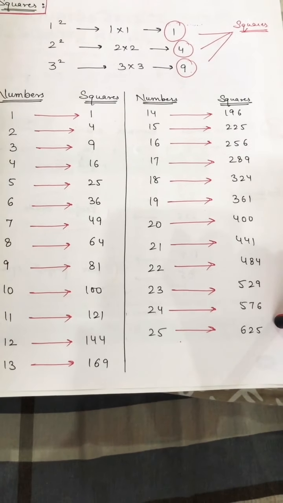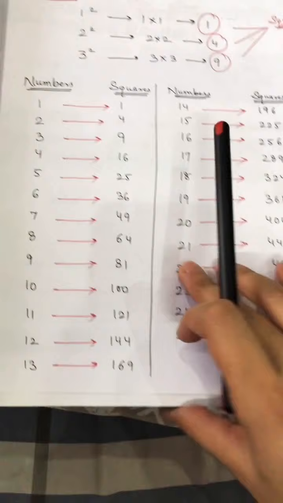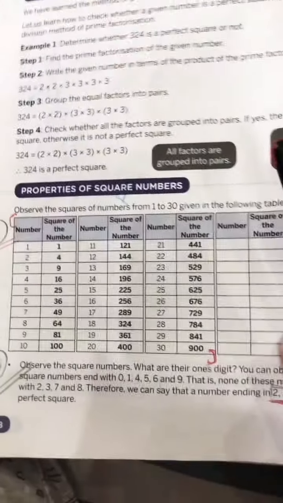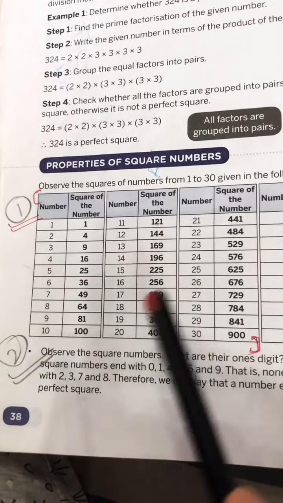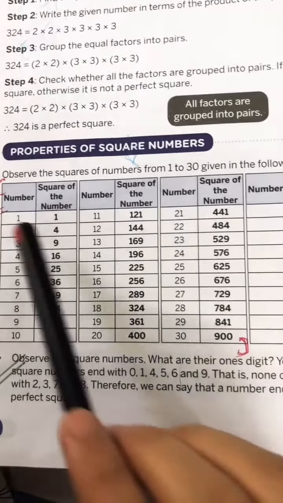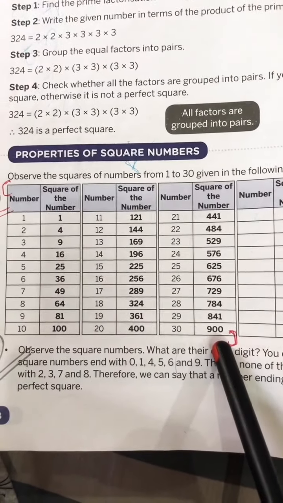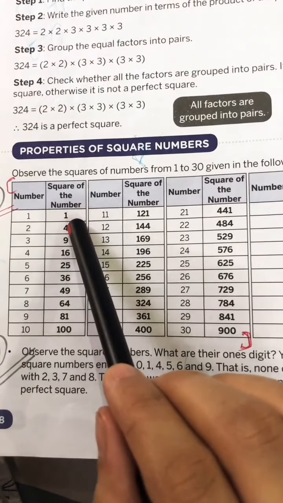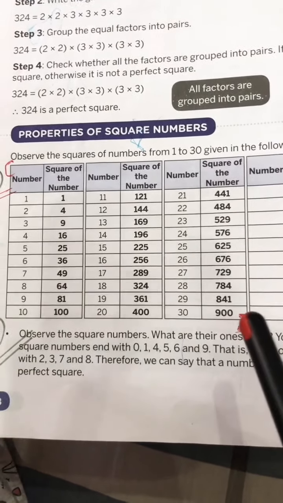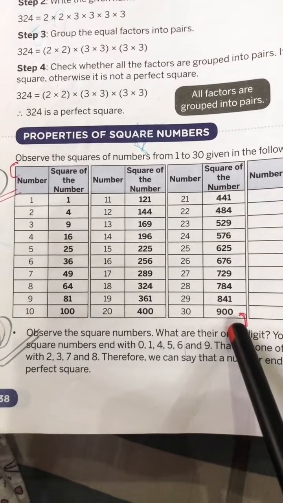But you have to learn up to 30. It is mentioned in your book here. There's a table on page number 38. Here they have given you squares from 1 to 30. So you have to learn 1 to 30 on your tips. These squares must be learned by you up to 30.